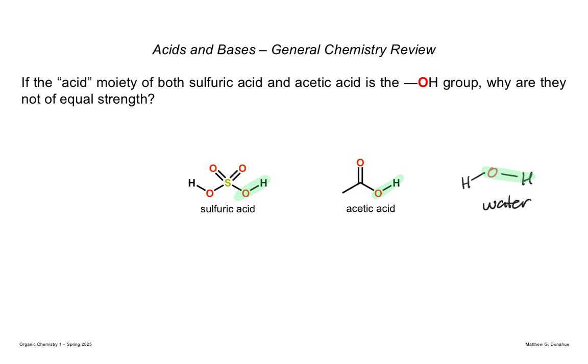If that's the acidic proton, why are we using these different qualifiers? Why are we saying one is strong and one is weak? What we want to figure out, I'll highlight in yellow. See the rest of the molecule here? How does the rest of that molecule influence the OH bond? So we're going to talk about factors that influence acidity.